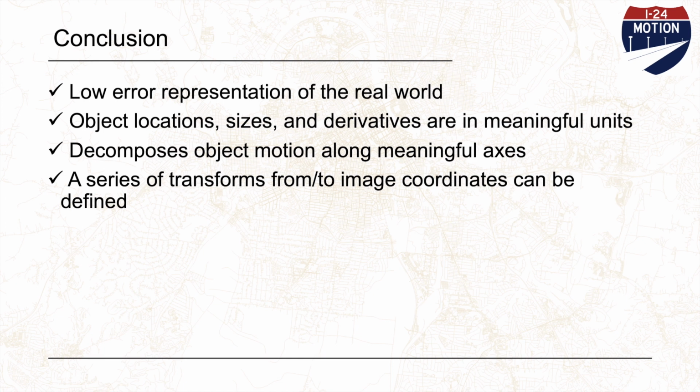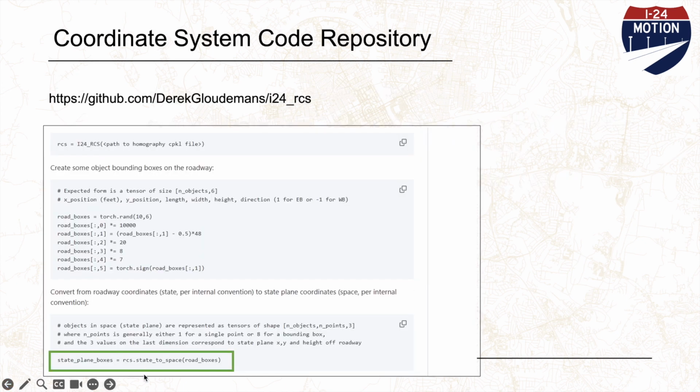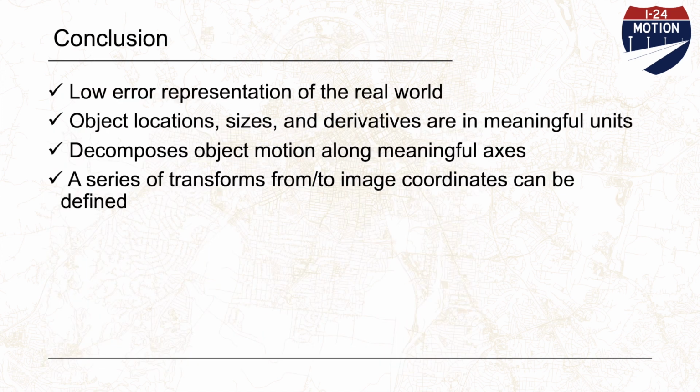But if you don't like this coordinate system, you're more than welcome to not use it. All you have to do is this single function call to move our data from the roadway coordinate system back into state plane coordinates. And then there's just one function call to convert from state plane coordinates into GPS coordinates. And then you can use the data however you want.